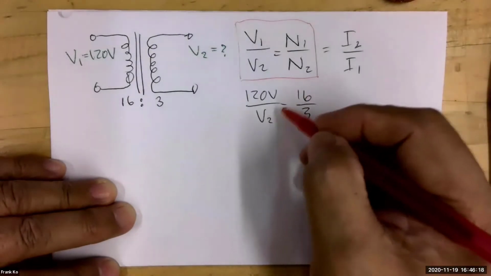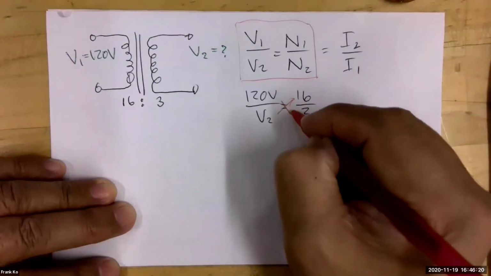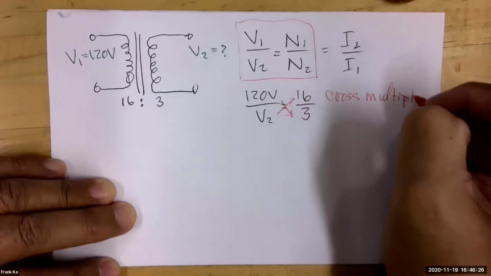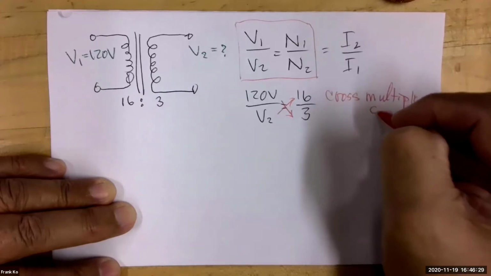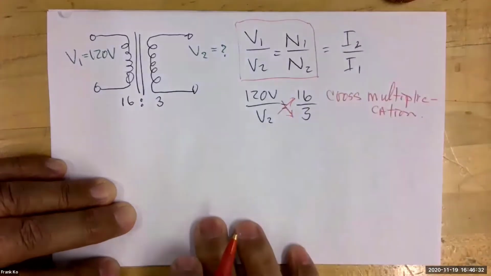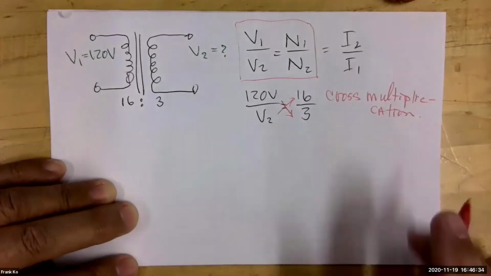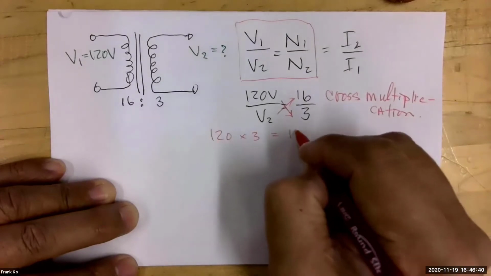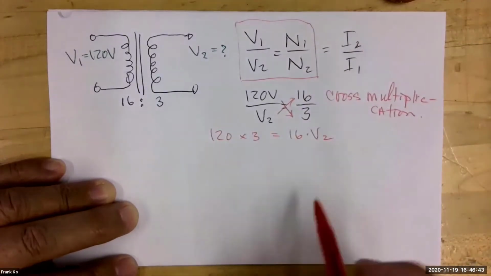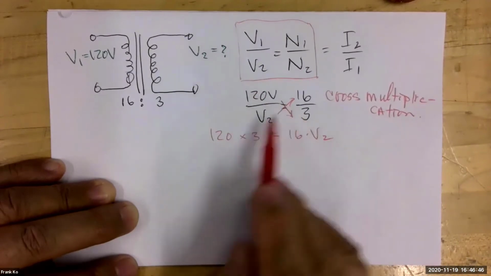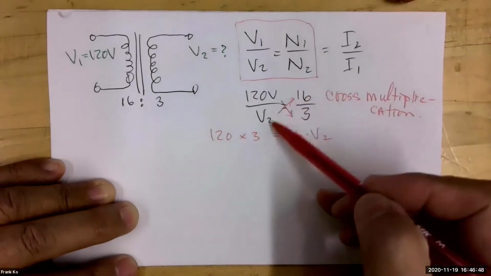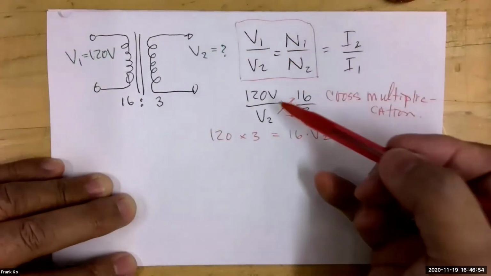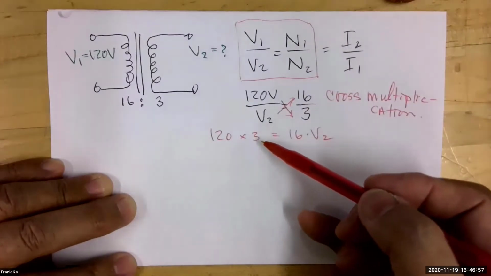You know how to solve this. How do we solve a pair of fractions with one unknown? We do a simple exercise known as cross multiplication. And so the result of cross multiplication would give us 120 times 3 is equal to 16 times V2. The 3 times the 120 goes on one side of the equal sign, and the 16 times V2 goes to the other side. So that's how you use the formula: plug in the numbers, set up your math, now do the math.